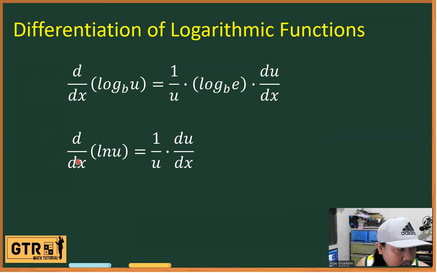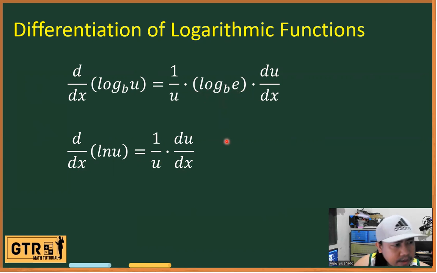So then another is ln, the natural logarithm. So the derivative of ln u is equal to 1 over u times the derivative of u with respect to x. Same lang din yan dito, but the value of ln e. So the base of ln is e. So ln u means logarithm to the base e, and then logarithm of e to the base e is equal to 1. So therefore the derivative of ln u is equal to 1 over u times the derivative of u with respect to x. So nawala lang itong term na ito.